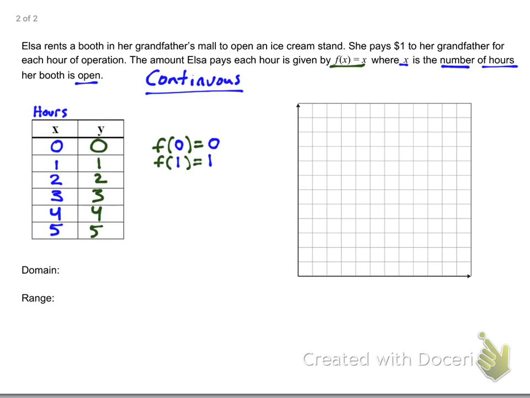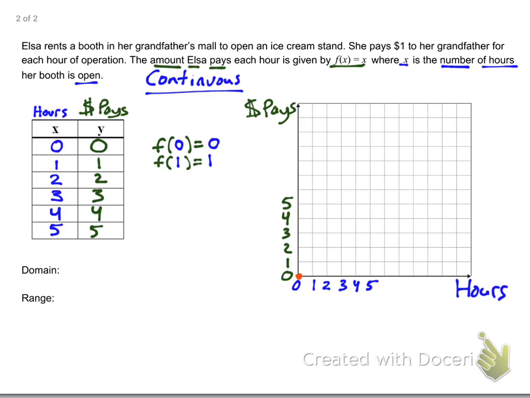And the reason for that is because she pays $1 to her grandfather for each hour of operation. And so she's paying exactly however many hours she's staying. So amount paid, in dollars, money she pays, that will be on the y-axis. Hours on the x, let's label those. Money paid on the y, 0 through 5, and let's plot the points (0, 0), (1, 1), (2, 2), (3, 3), and so on.